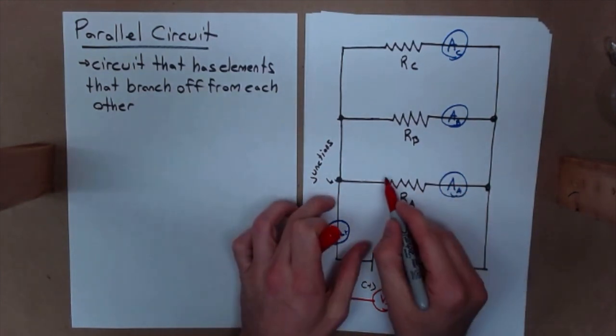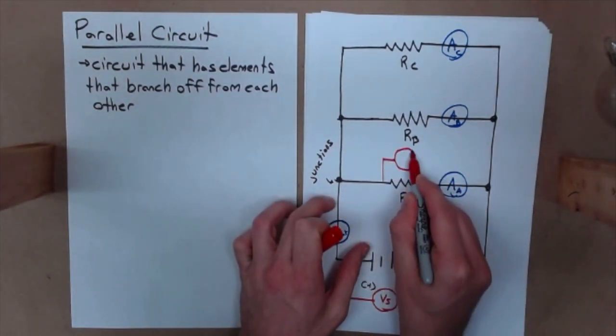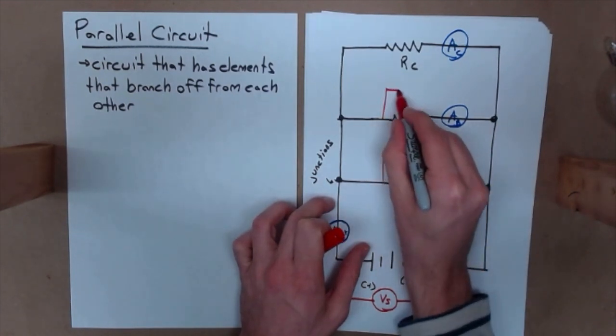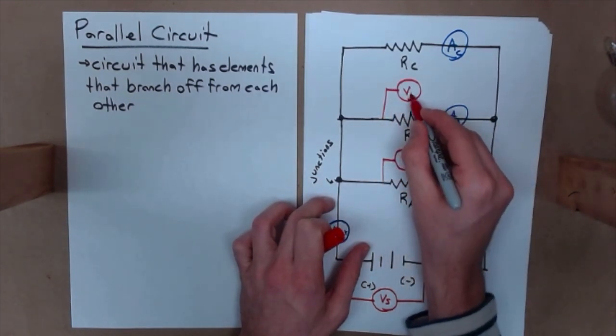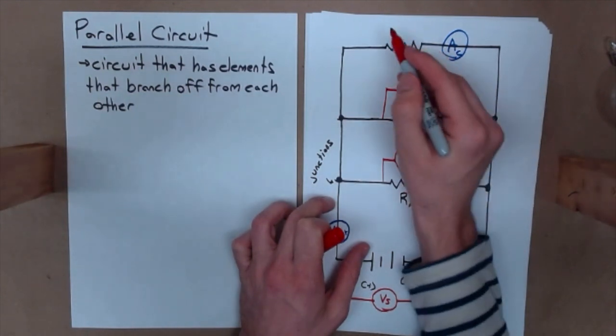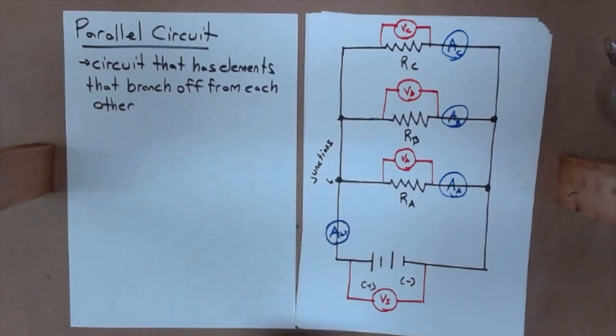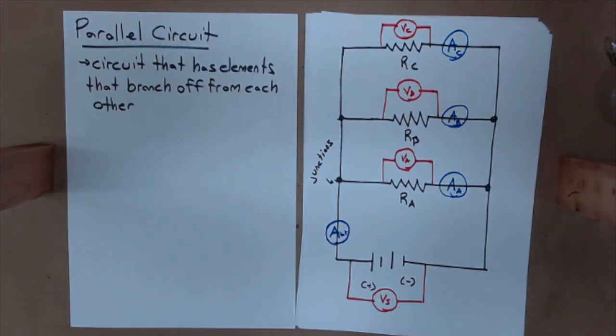Then voltmeters, right? I'm going to take a voltmeter here to measure the voltage across A, a voltmeter here to measure the voltage across B, and a voltmeter here to measure the voltage across C. So I have a lot of meters in this problem, right?